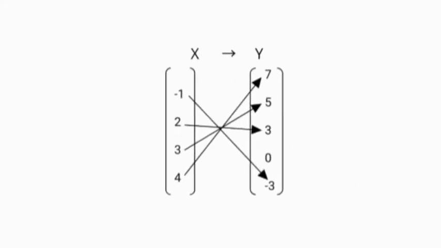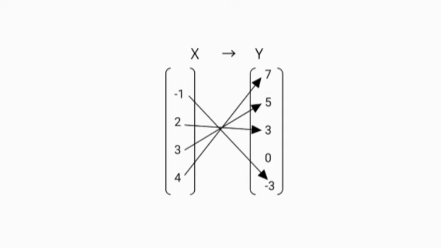Let's start from 7. 7 is the image of only one element in the domain, and that element is 4. Now 5 is the image of only one element in the domain, and that is what? 3. So 3 also is the image of only one element in the domain, which is also 2. And lastly, -3 is the image of only one element in the domain, and that is -1.